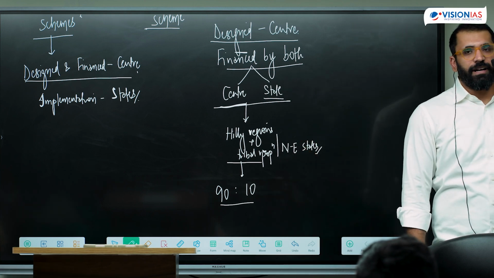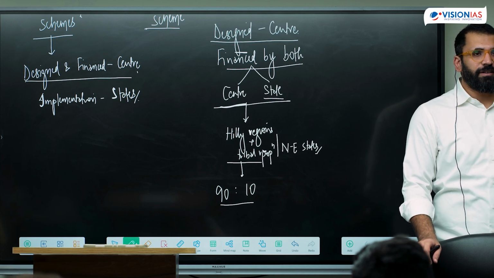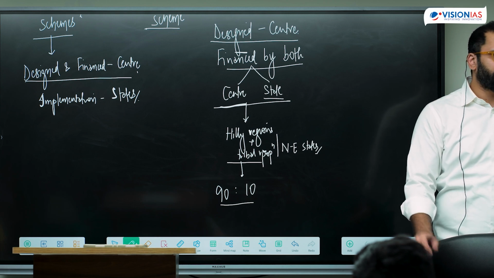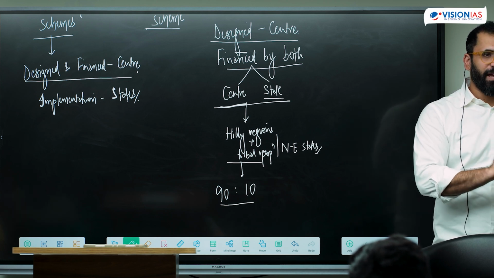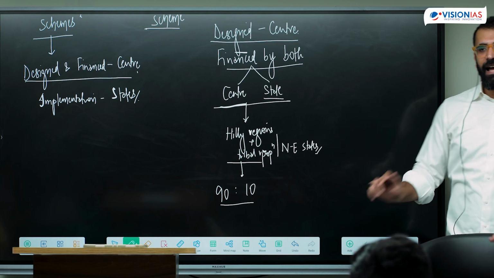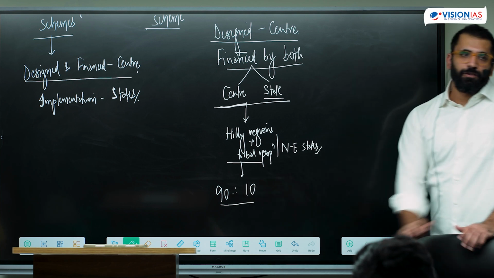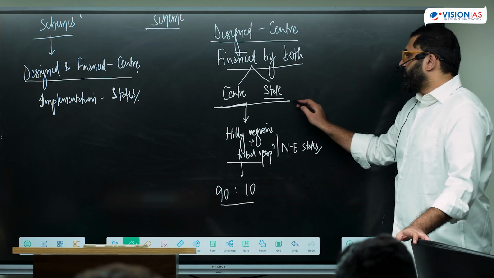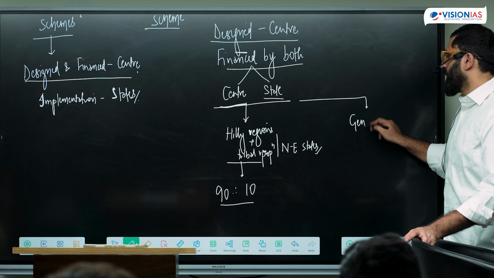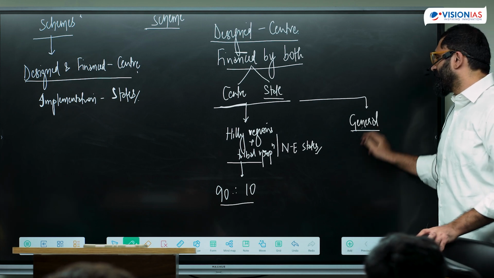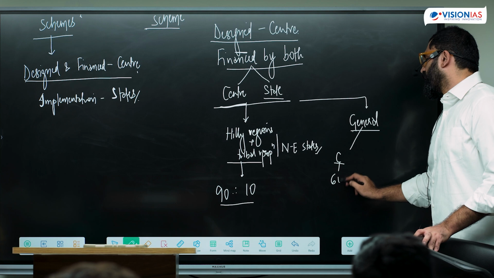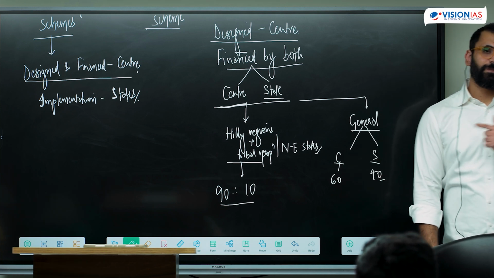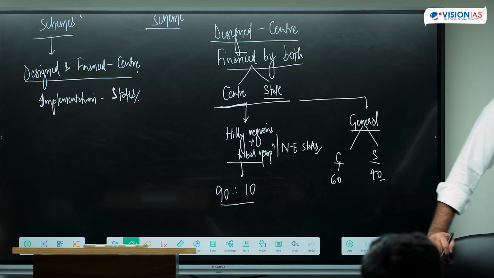They say states having hilly terrain, the northeastern states will have to pay 10%, 90% will be paid by the center. But again, this is given scheme per scheme. Every centrally sponsored scheme will carry this 90:10 ratio. If it is not mentioned, then everyone has to pay the same. The other is for general states where the center gives and the state gives 40. In fact, this also has been reduced in recent years. It has been made 50-50.